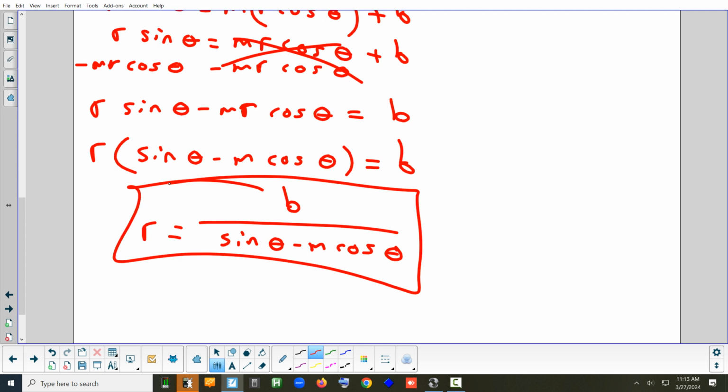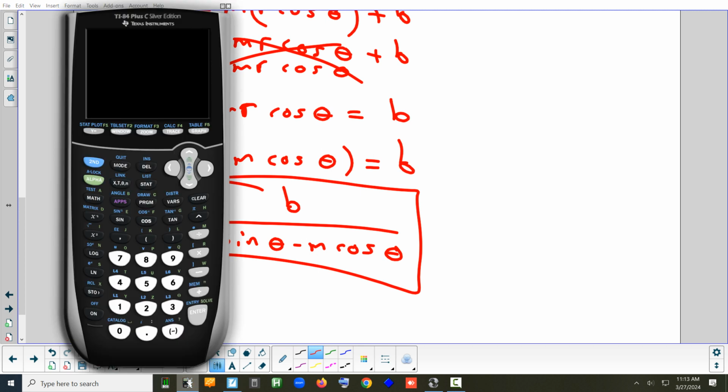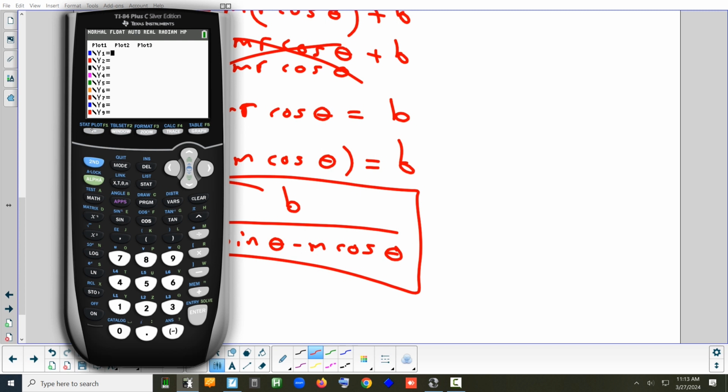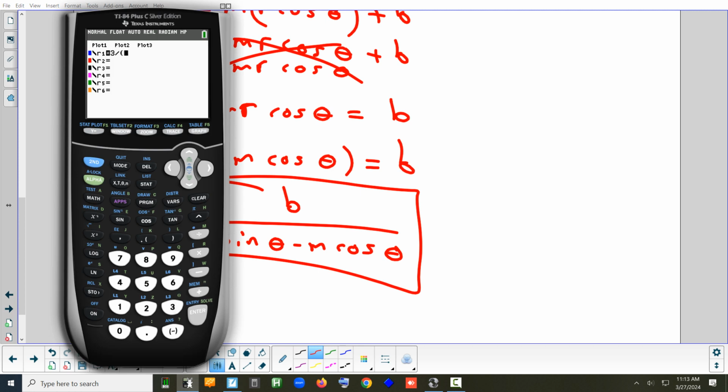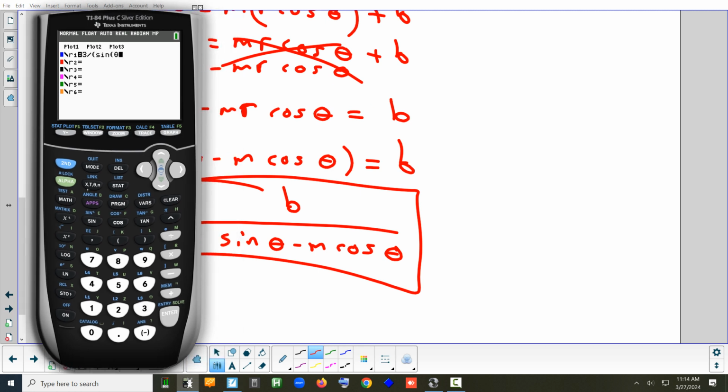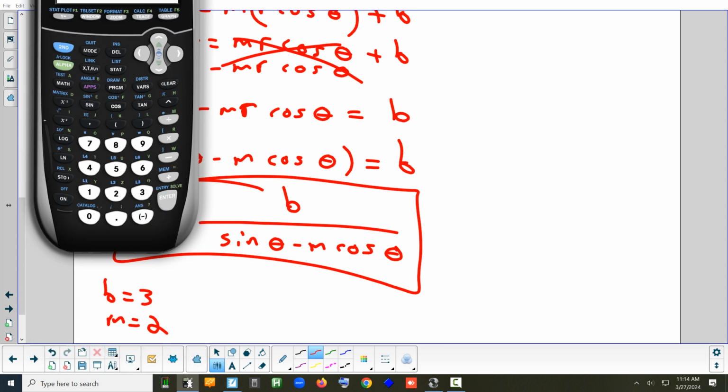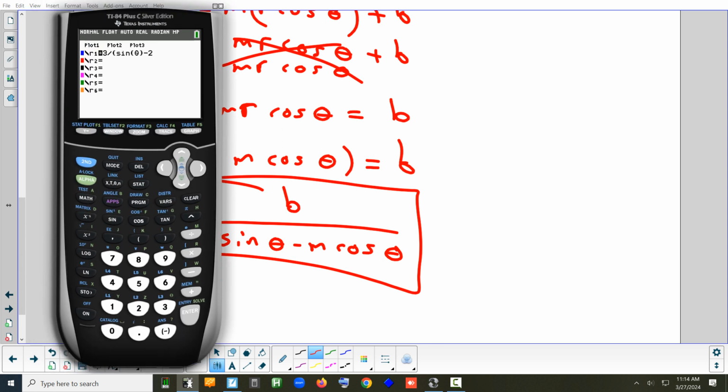So b is your y-intercept, and m is your slope. So let's try it. Let's say you wanted to graph something in polar with a y-intercept of 3, and let's do a slope of 2. Just like y equals mx plus b, just fill them into that. So we have 3 divided by sine theta minus 2 cosine theta. I just picked those values for m and b.